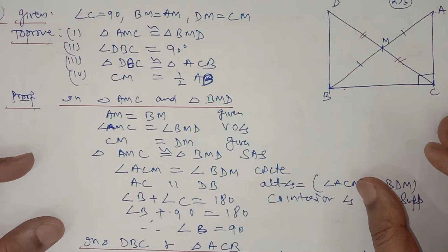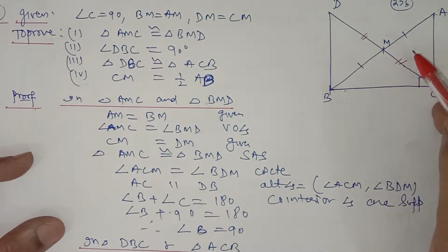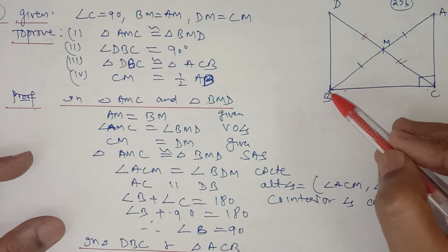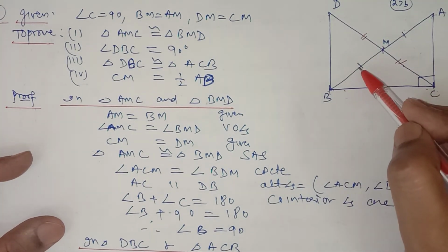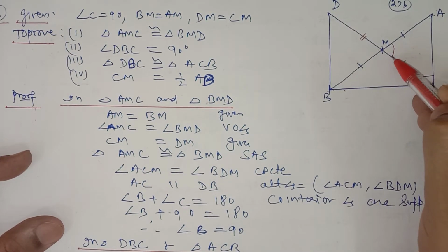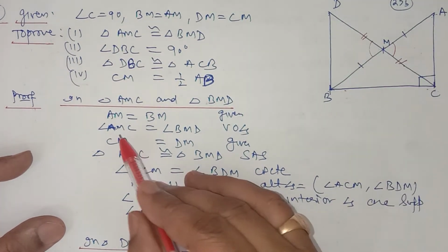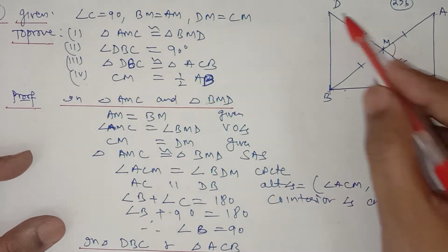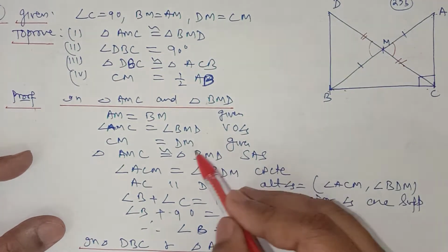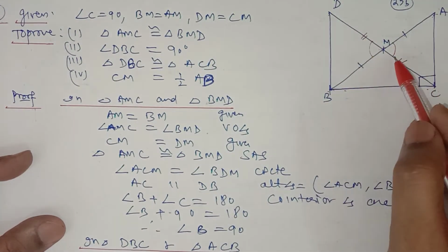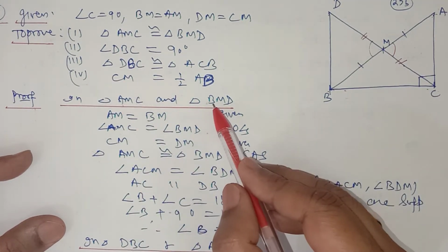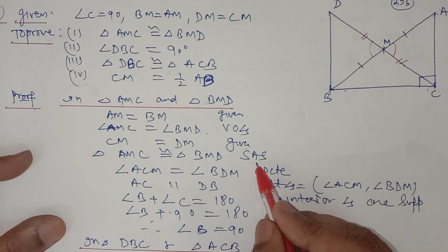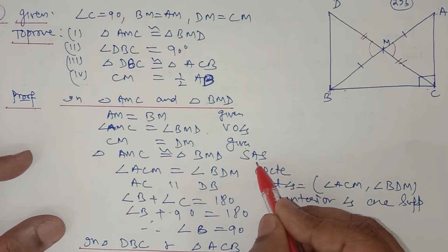So in the proof, first of all, you prove that these two triangles are congruent, that is triangle AMC and triangle BMD. Now they are congruent because this side is equal to this, it is given, and these two are vertically opposite angles, that is angle AMC is equal to BMD, vertically opposite angles, and CM is equal to DM, it is also given. So we can say that AMC is congruent to BMD by side angle side congruence rule.